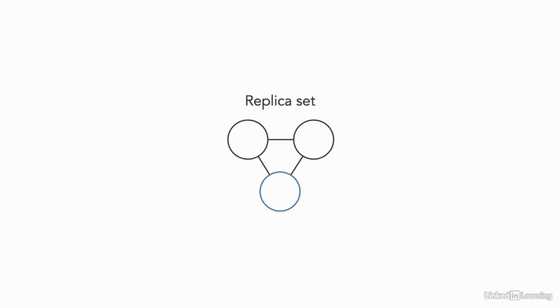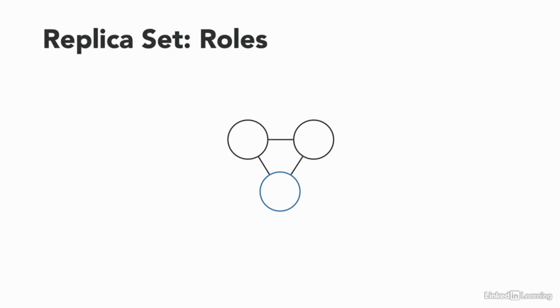When multiple mongod instances work together and maintain the same dataset, they are called a replica set. Let's say you configured your MongoDB deployment to be a 3-member replica set with 3 normal replica set members. In a replica set, the mongod processes take on different roles.